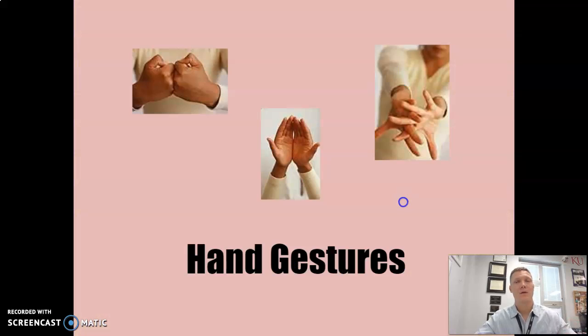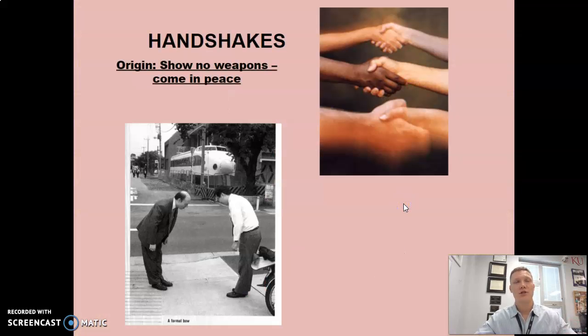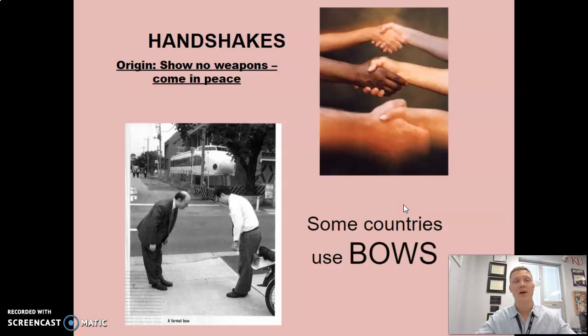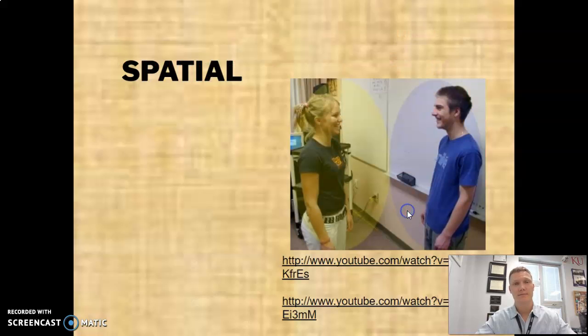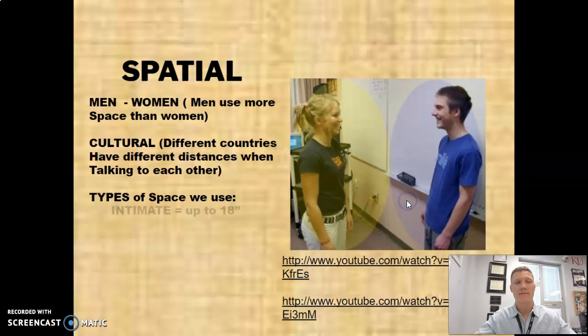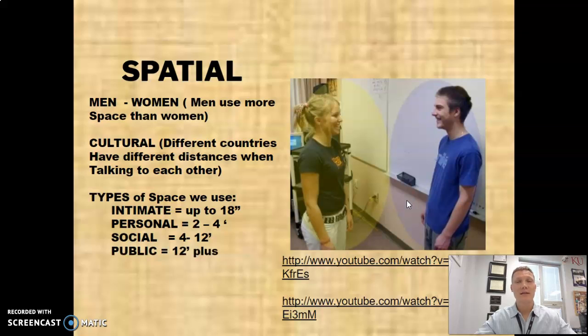Hand gestures. The handshake in your book does a good job of talking about this, but the origin story is coming in peace and having no weapons, and the bow would be another example of this formal greeting. How we use space can also be a nonverbal quality. Men and women use space differently in a nonverbal capacity. Generally speaking, men use more than women.